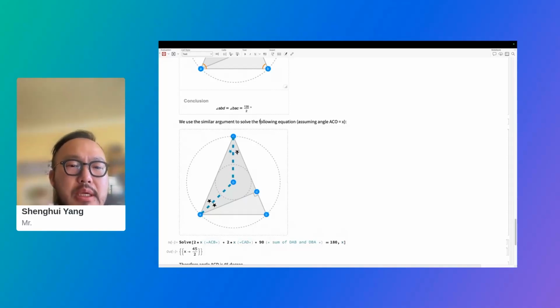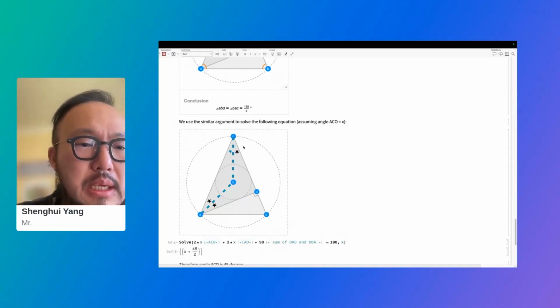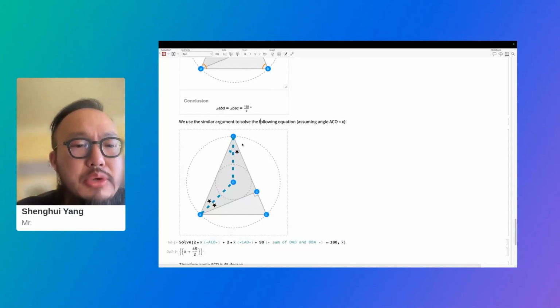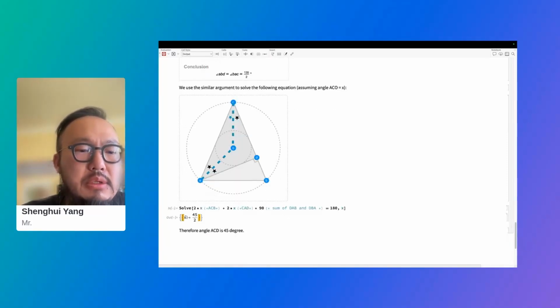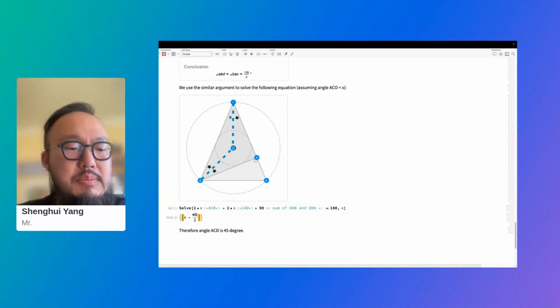So the only option is ADC is an isosceles right triangle. So the only option for angle ACB or ACD is 45 degrees. So this is basically shows us the result. So X is 22.5, and the 2X is basically 45 degrees. So this is something quite interesting. You can also play around with the point D to see other properties, if the same coincidence of two centers still keeps. So this is something I feel is quite interesting in geometric scene.